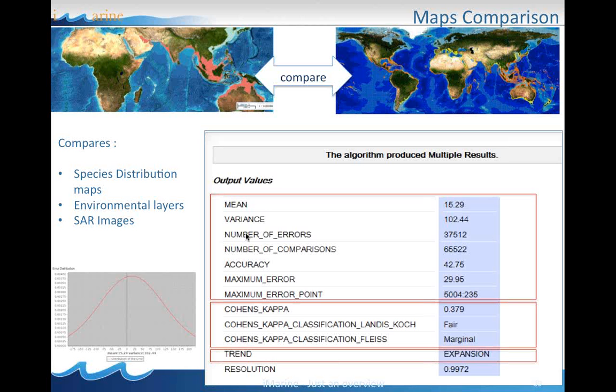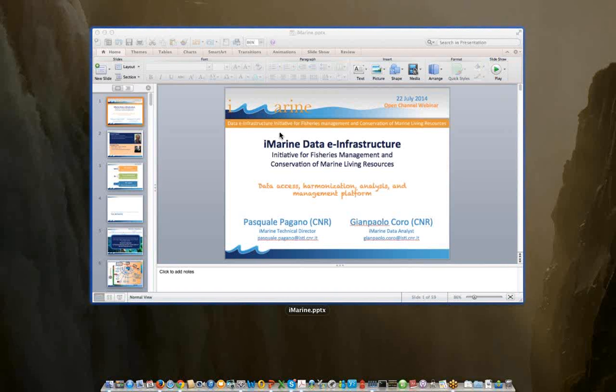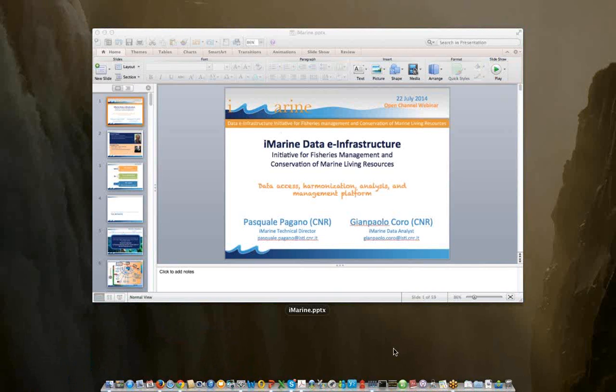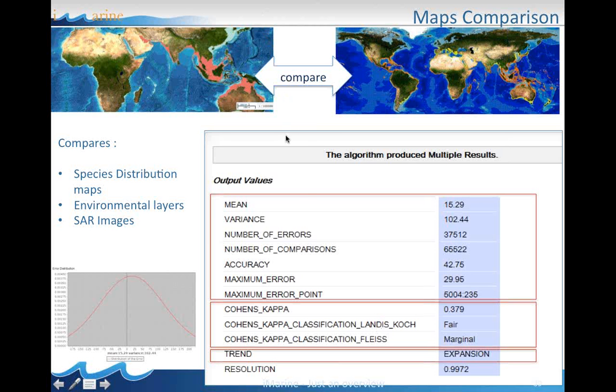So if you have two very different maps, one on the right side a raster map and one on the left side a polygonal map, one of our algorithms can perform this comparison in order to give you an overall similarity assessment between these two maps. In this case, you see directly that the algorithm assesses that the similarity is fair.